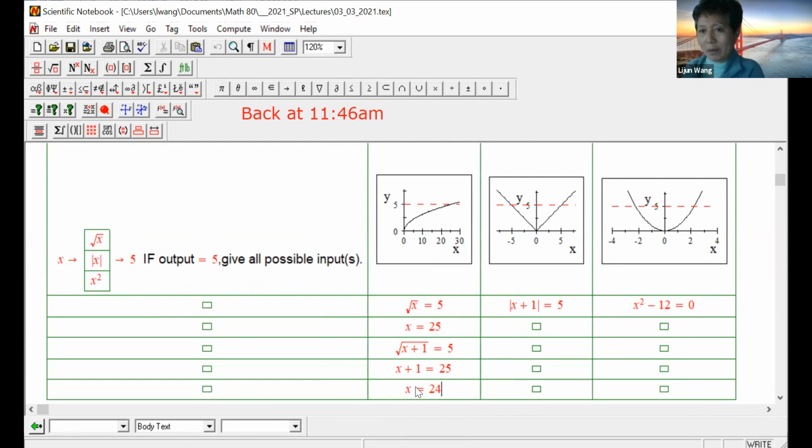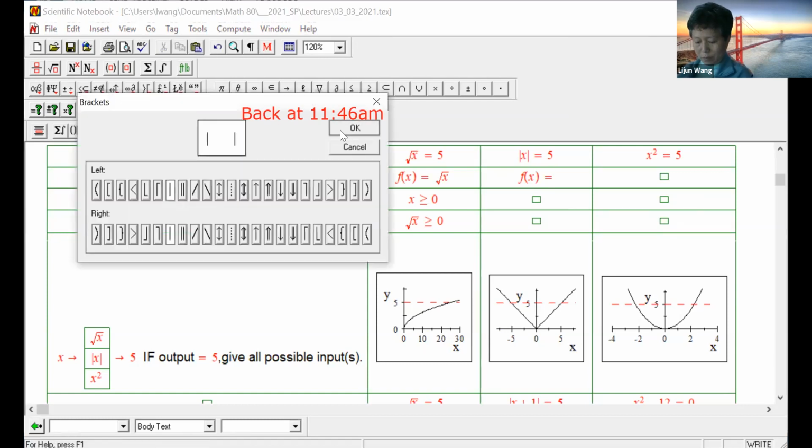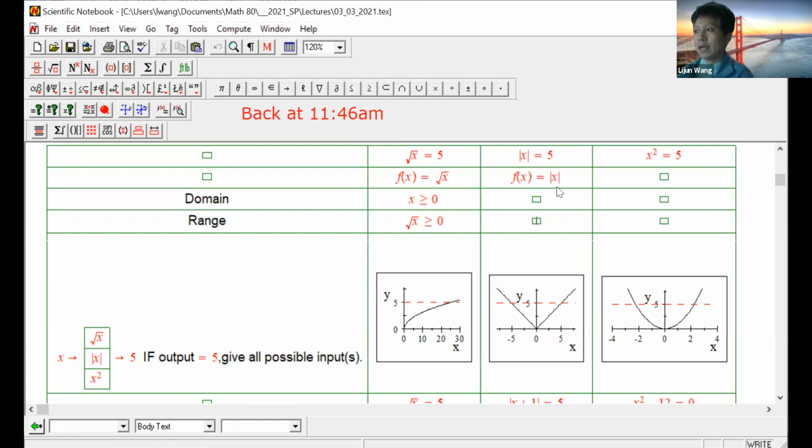Okay, so we're going to see more examples. Now look at the second column. In the second column, we have a different rule. This different rule is the absolute value of x. And what is the domain for absolute value of x? What is the domain?